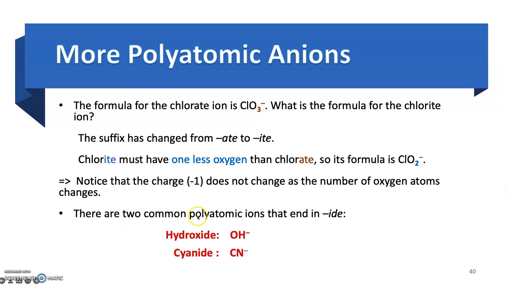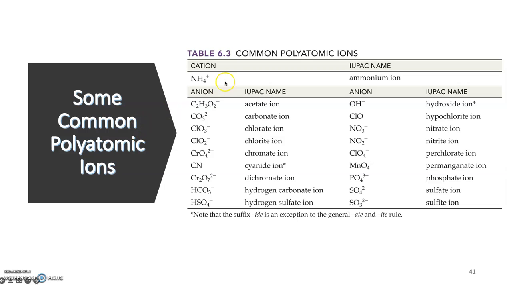There are 2 common polyatomic ions that end in IDE, the hydroxide ion, OH minus, and the cyanide ion, CN minus. In your textbook, there is a table for common polyatomic ions. Like I said, for the polyatomic cation, the only ion that you learn in this class is the ammonium ion, NH4 plus. For the other polyatomic anions, you can see the list of all the polyatomic ions with the associated IUPAC names that you must know for this class.